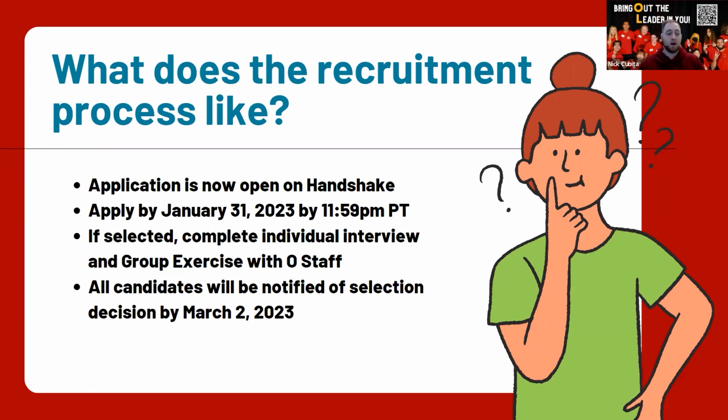If you're selected, after reviewing applications, you'll complete an individual interview with some of our team members in orientation, and then also go through a group exercise with other candidates in the OL pool, which gives us an opportunity to both meet you one-on-one and see you in a group setting, working with some other folks to help us understand how you would do in the OL position. After we go through this process where the interviews and group exercises are spaced throughout the month of February with, again, specific dates in our OL position description, all candidates will be notified of selection decisions by March 2nd, 2023.